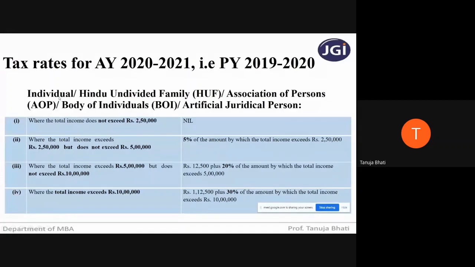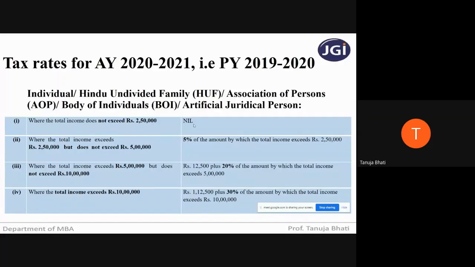So if an SSE is an individual, I already explained these terms, so you are well versed with them. If in an exam you come across any SSE who is an individual, a HUF, an association of persons, body of individuals, or artificial juridical person, then what is the tax rate applicable? Where the total income of all these does not exceed 2,50,000, the tax rate applicable will be 0%.